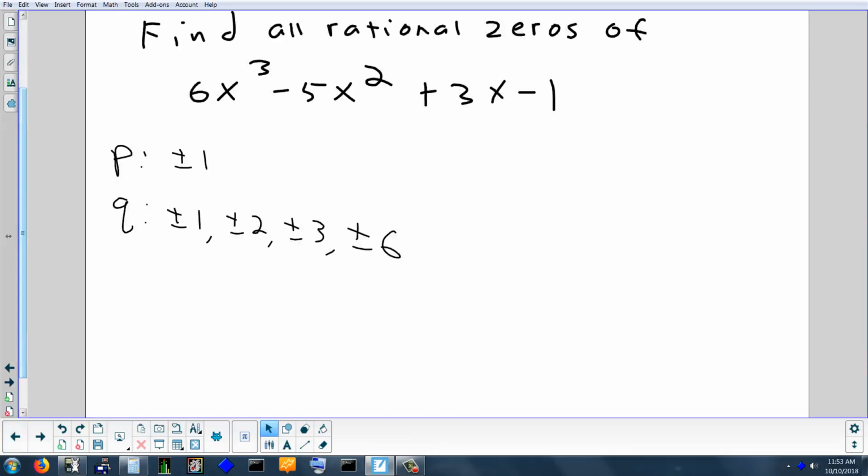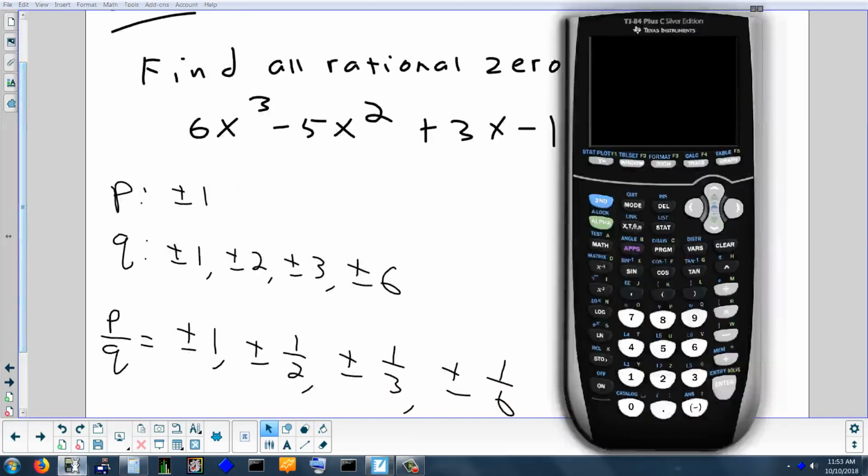So if this problem has a rational root, it's going to be at plus or minus 1, plus or minus a half, plus or minus a third, plus or minus a sixth. That's the list of possibilities. Let's graph it and cross out the ones that don't make sense.